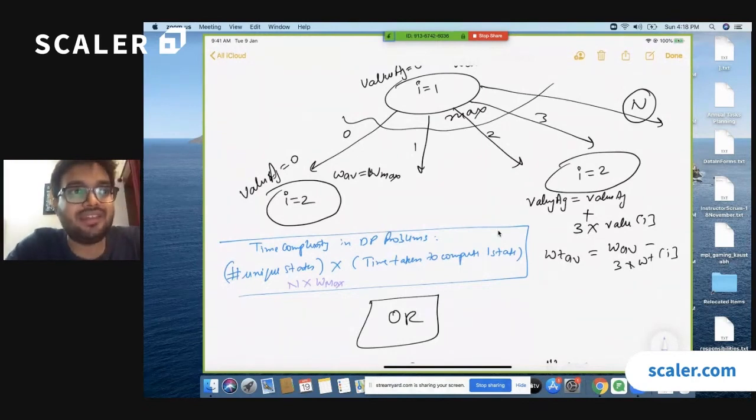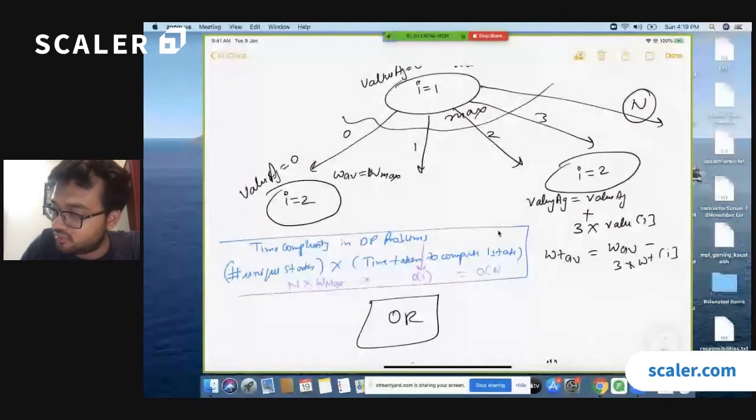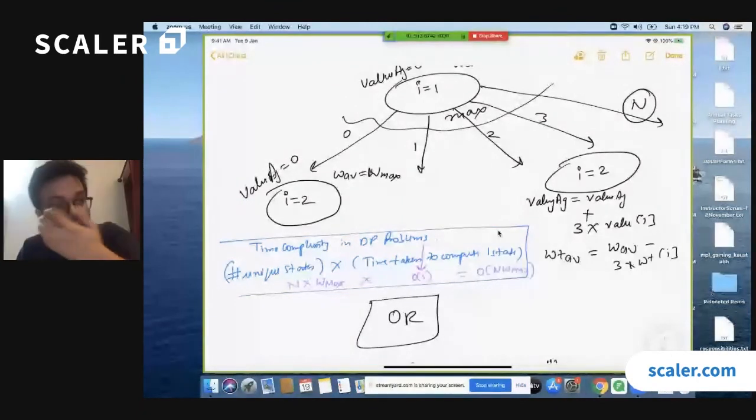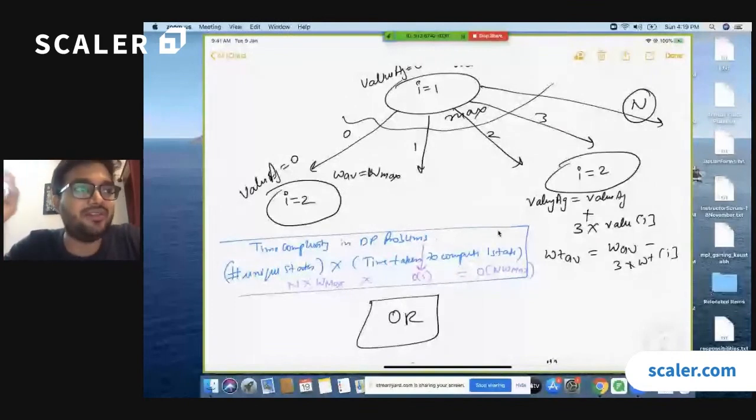The time that it takes you to solve one state here is just taking a maximum of two different states, and taking a maximum of two different numbers is just an order one computation. Does that make sense to everybody? So basically it becomes n into w max into order one, which makes it order of n into w max. This is the time complexity of the knapsack DP problems that we discussed till now. Does that make sense to everybody? So this is how you compute the time complexity.